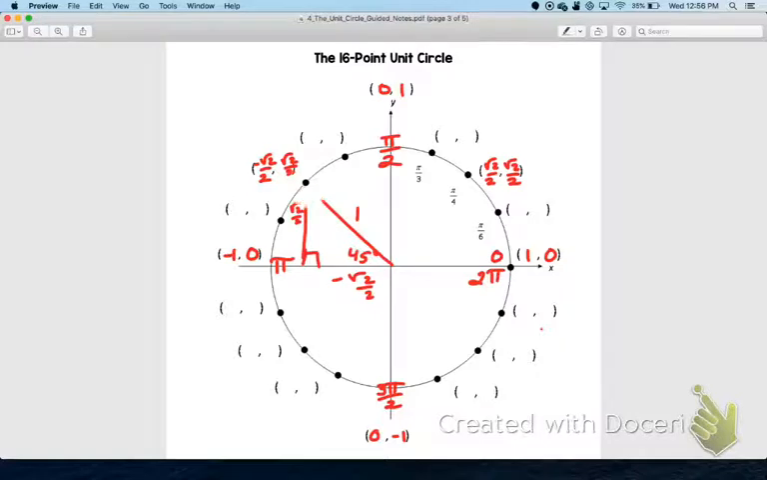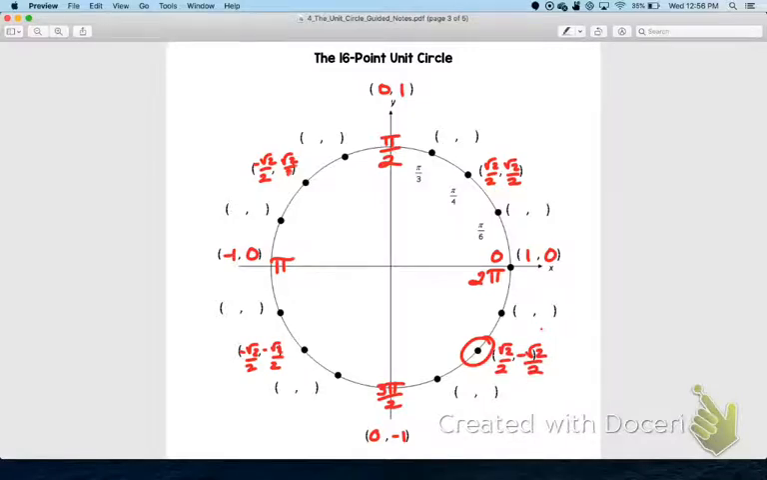Now let's go down to quadrant 3. So quadrant 3 halfway is right here. They're both going to be negative, so negative root 2 over 2, negative root 2 over 2. Can't write small enough to get in that spot. And then over in quadrant 4, halfway is right here. My x is going to be positive, so positive root 2 over 2, and my y is going to be negative root 2 over 2.